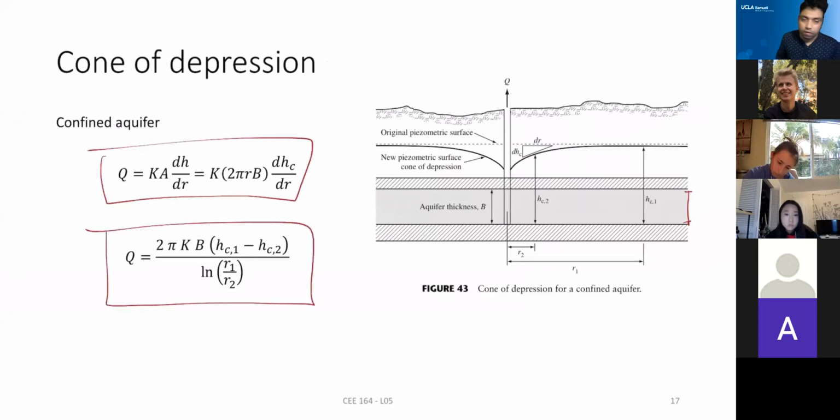Okay. So for this class, all you have to know is these two equations. And what does that mean? All it means is that if you pump at certain flow rate, you can determine how the head is going to drop at different radius from the pumping well.